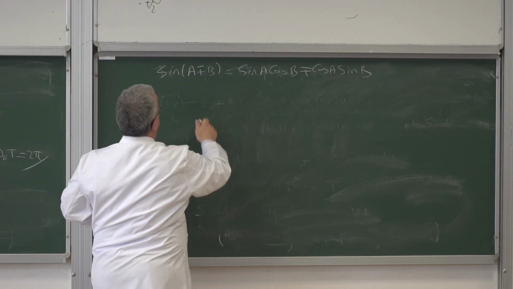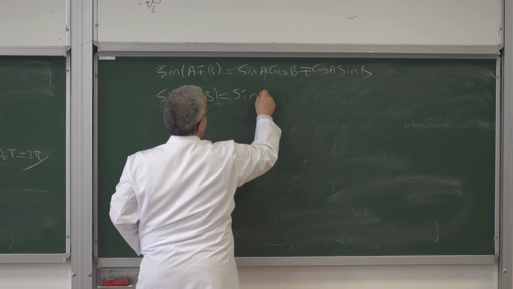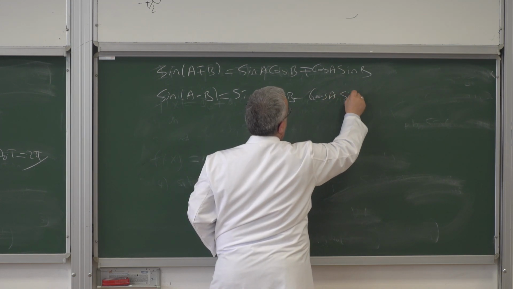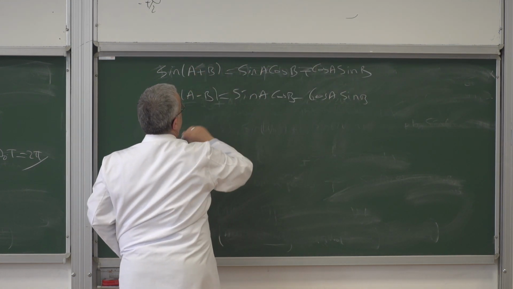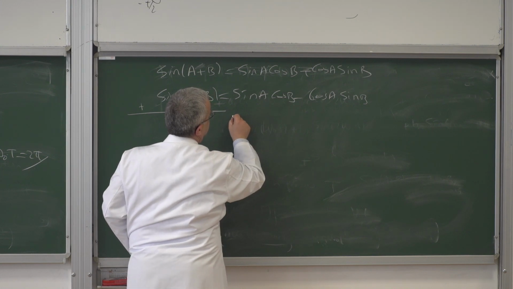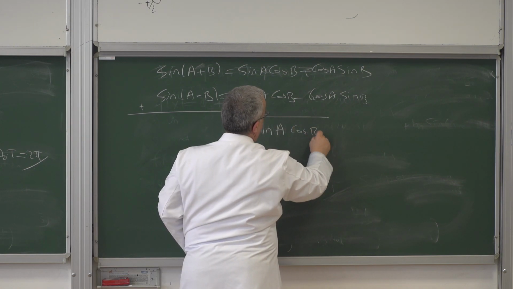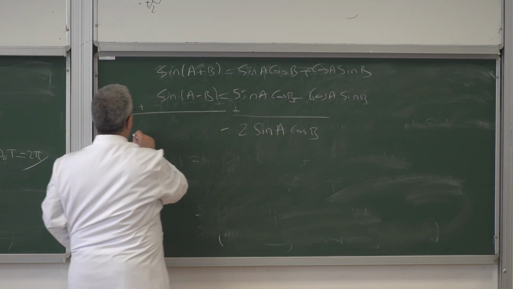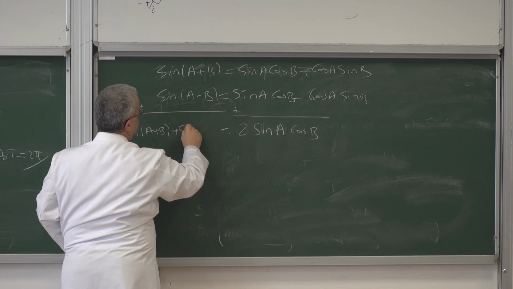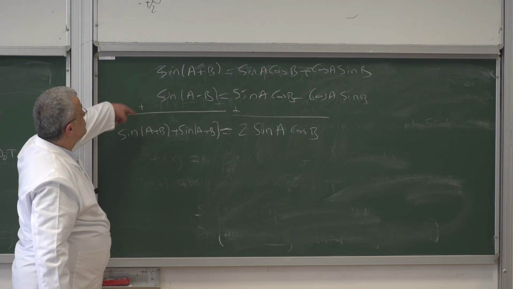So sine of A minus B is equal to sine A cosine B minus cosine A sine B. So if you add them together, you get 2 sine A cosine B on this side. This cancels, and the other side becomes sine of A plus B plus sine of A minus B. Okay? So we use this.